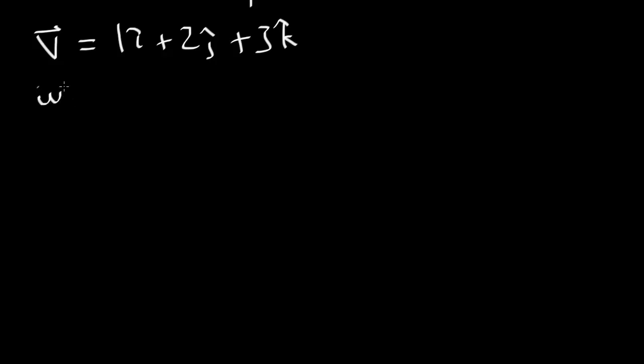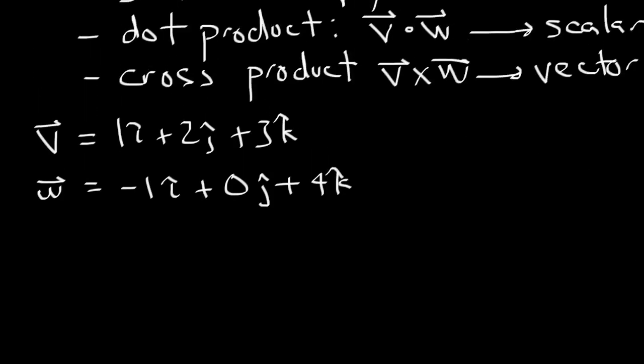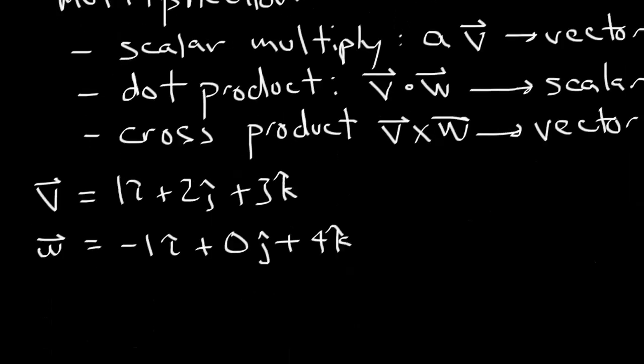We'll start with addition, and we said our v vector was 1i plus 2j plus 3k. We said our w vector was equal to negative 1i plus 0j plus, is it 4k? Let me check. Yep, negative 1, 0, 4. Okay.